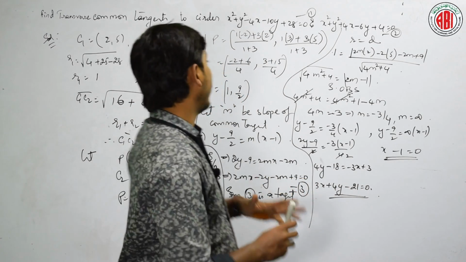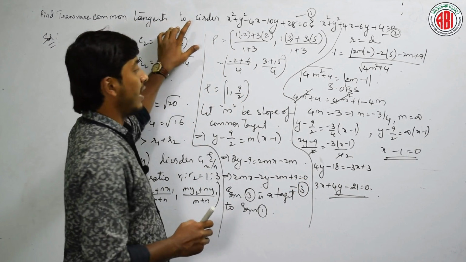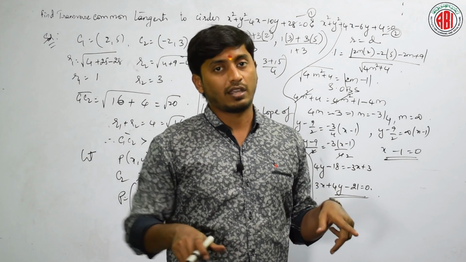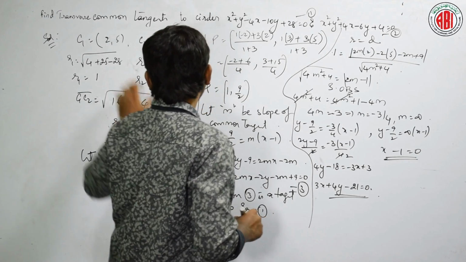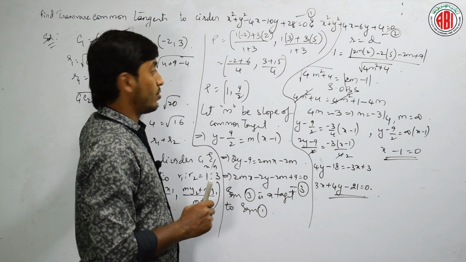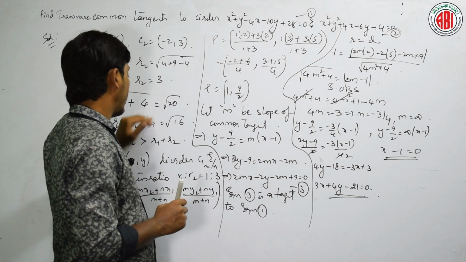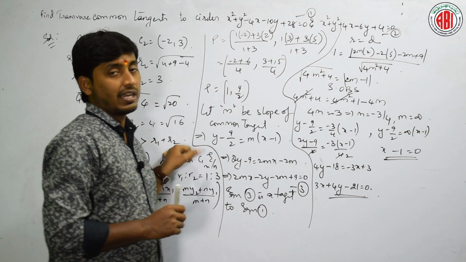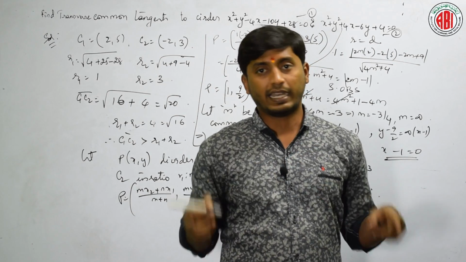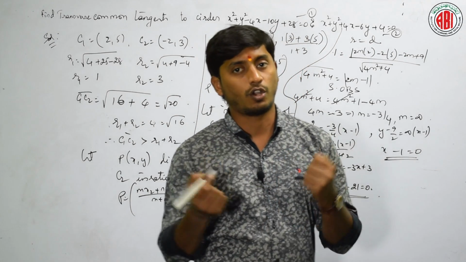Clear? Once again, transverse common tangents, how do they look? They cut each other in the cross direction. So, first we have to check whether the circles touch each other or not. So, we have to find C1, C2, R1 and R2. Since C1C2 is greater than R1 plus R2, obviously we can tell that both the circles do not touch each other. So, we can tell that they have transverse common tangents.